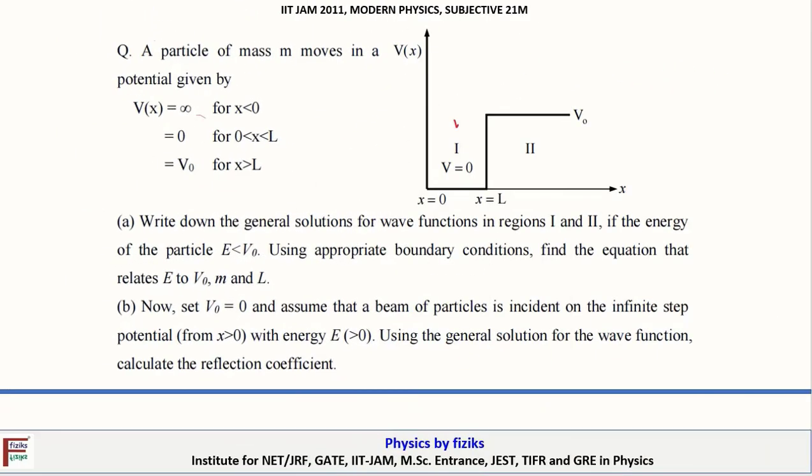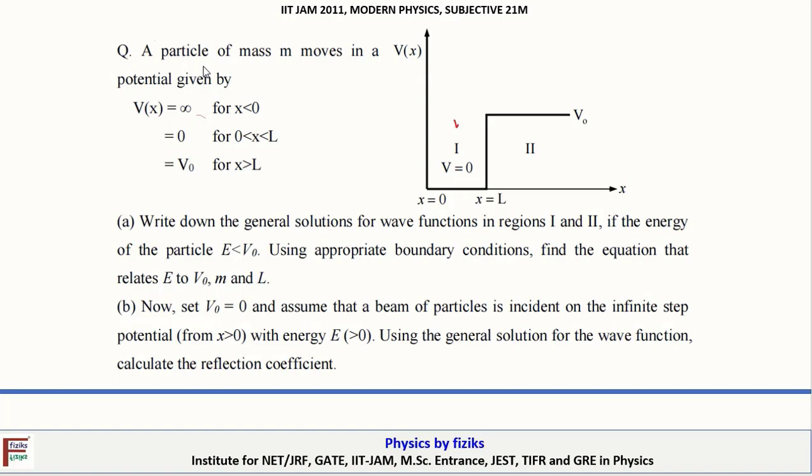Let us discuss this subjective problem of 21 marks. Here, a particle of mass m in a potential V(x) is given, where the potential is defined in region 1 and region 2. Write down the general solutions for the wave function in each region if the energy of the particle is E less than V0. Using appropriate boundary conditions, determine the equation that relates E to V0, m and L.